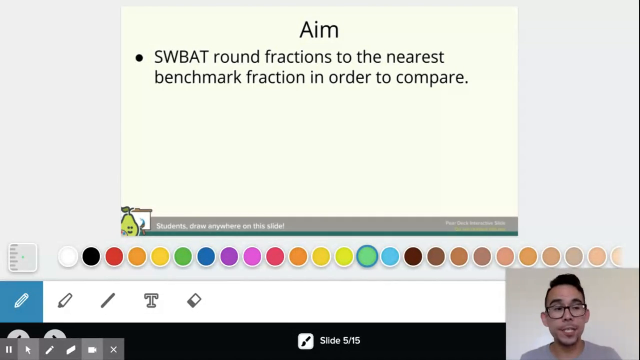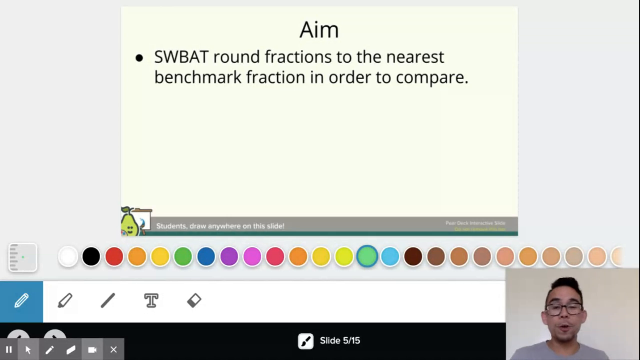In Lesson 14, we explored some strategies on how to order and compare fractional amounts. And in Lesson 14, we compared fractions by rewriting them with a common denominator because when fractions have the same denominator, it's much easier to compare them.